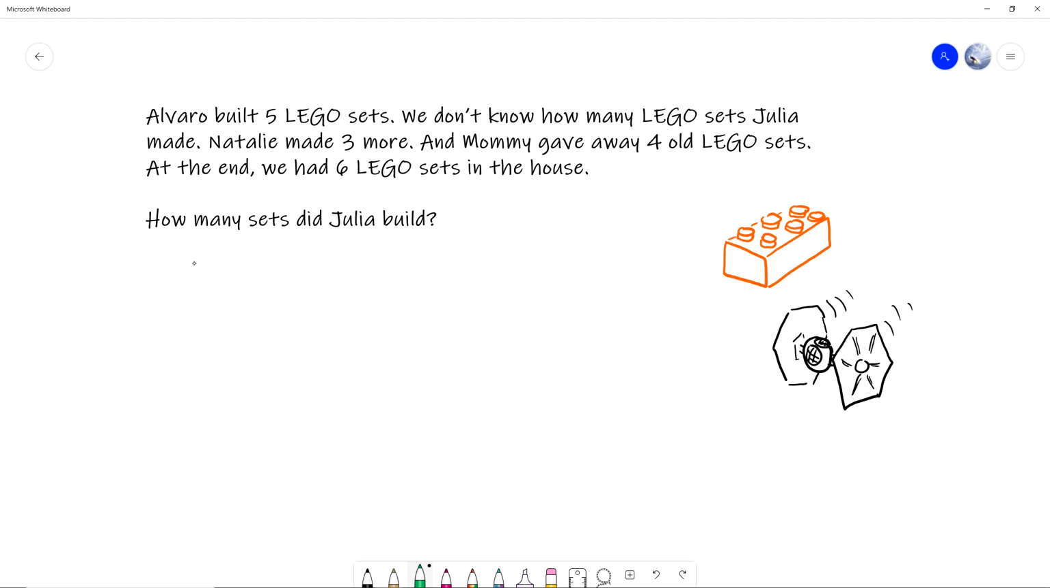Okay, so 5 plus x plus 3 minus 4 equals 6. Can you explain to me how you built this equation? What's 5? 5 is what Alvaro built. So these are the 5 that I built.